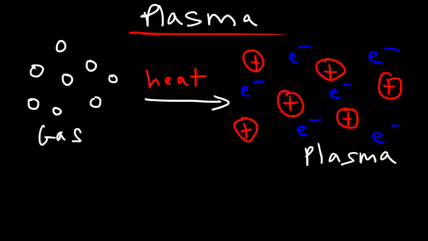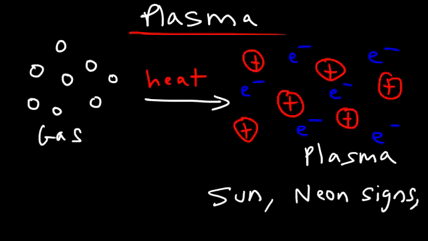Now, plasma is present in places like the sun, where you have a very hot ionized gas. It's also present in neon signs. They use plasma to generate light. And even fire. Fire is part gas and part plasma. Another good example is lightning.